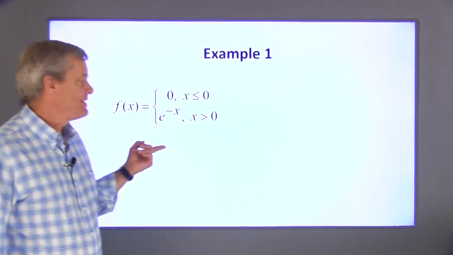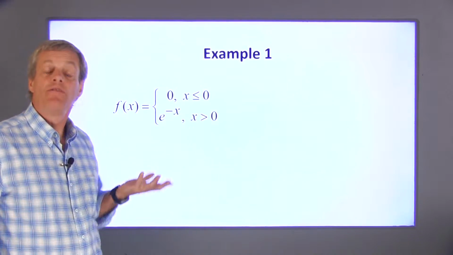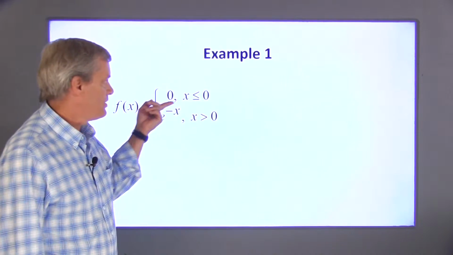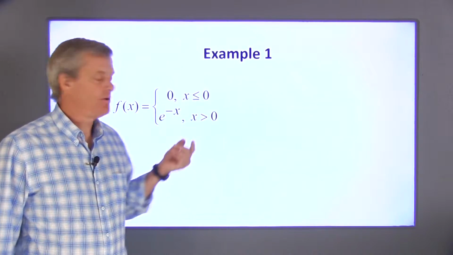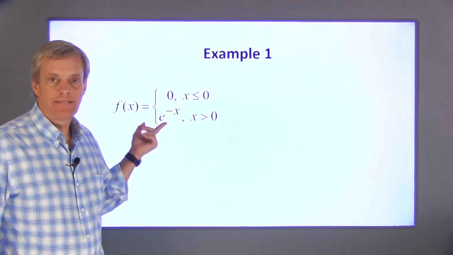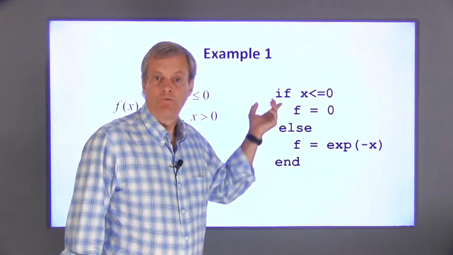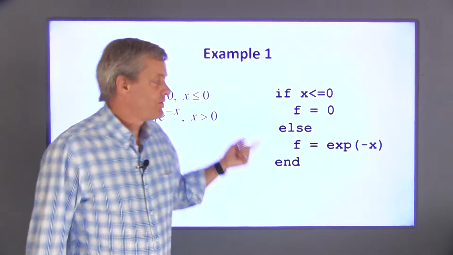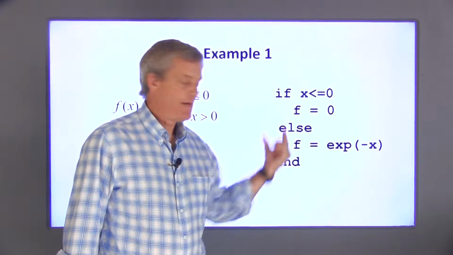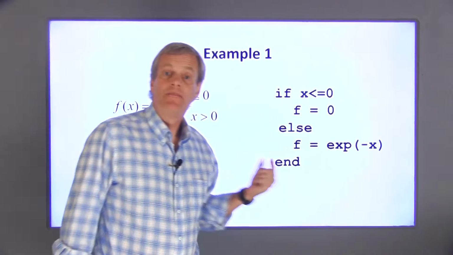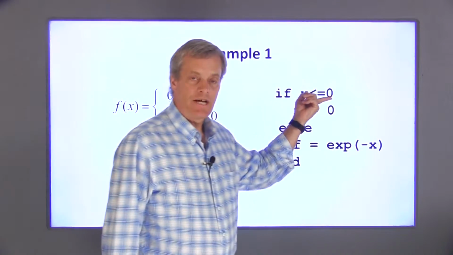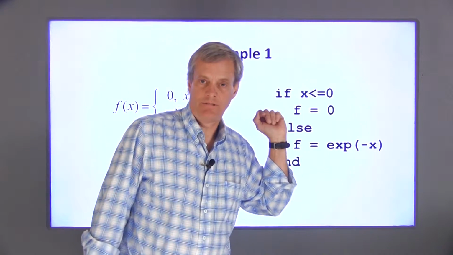First, I'll go back to the example this video started with. The function I want to evaluate is 0 if x is less than or equal to 0, and it's e to the minus x if x is greater than 0. This if structure will implement this function. The structure starts with the word if and ends with an end statement. The if statement first checks to see whether x is less than or equal to 0.